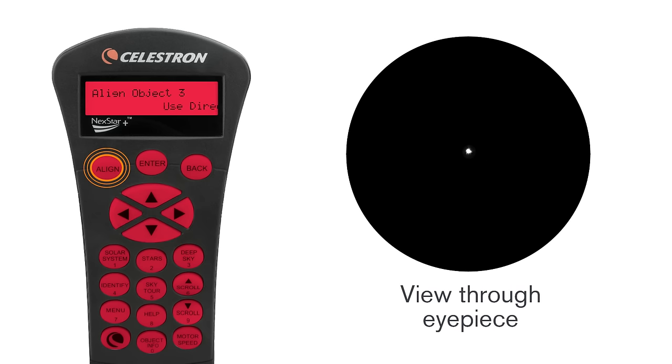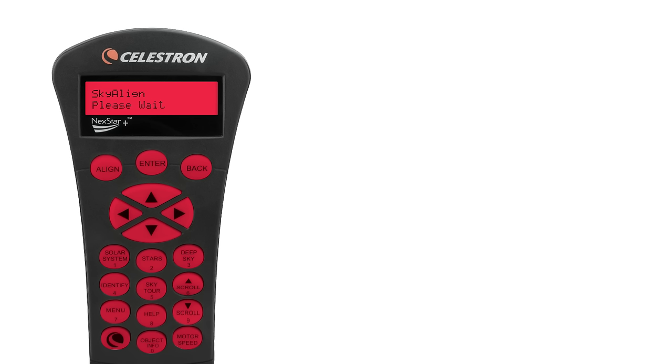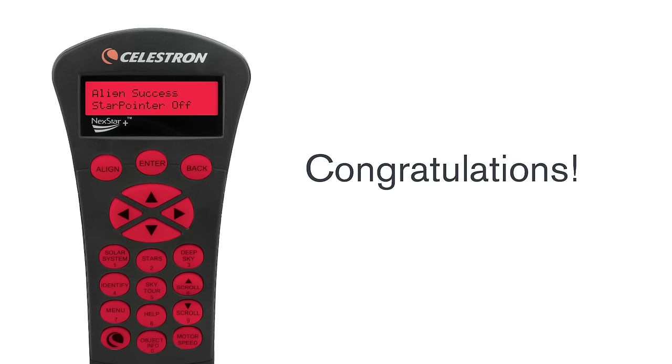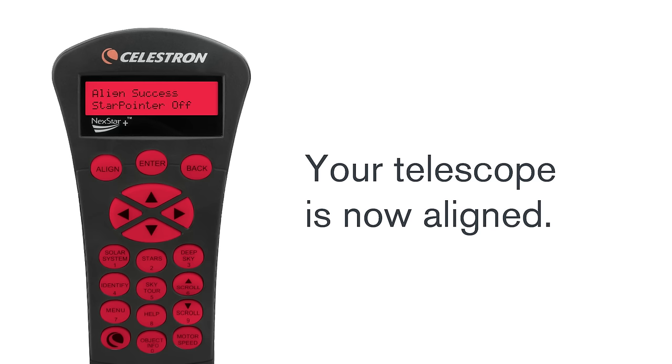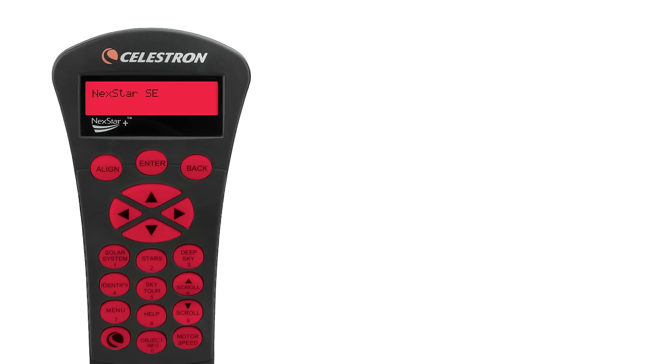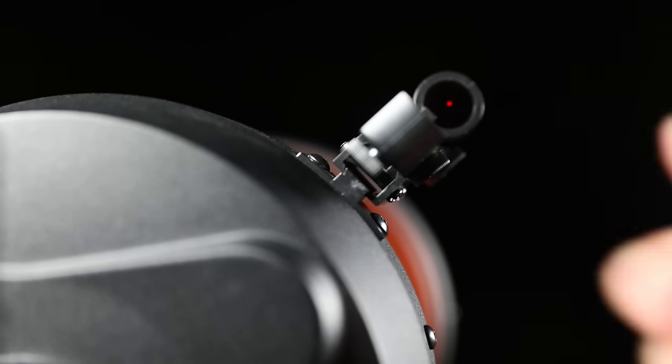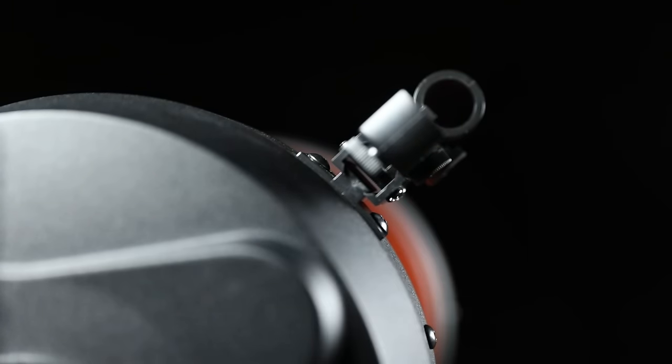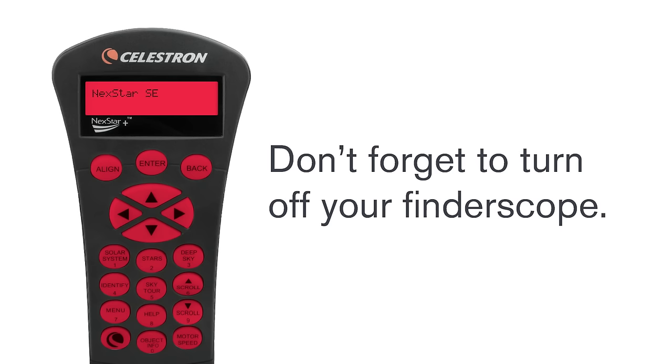This time, when you press align, the hand control will display "Please wait" while it calculates the alignment. After a few seconds, the hand control will display "Match confirmed." Press enter. Congratulations! Your telescope is now aligned and you are ready to locate thousands of celestial objects. A quick tip, don't forget to turn off your finder scope before you begin observing to conserve the battery.